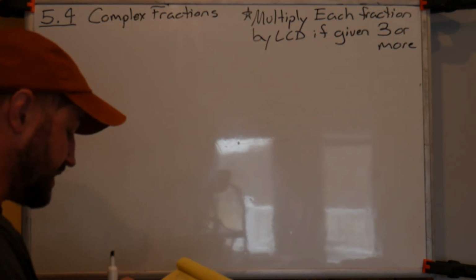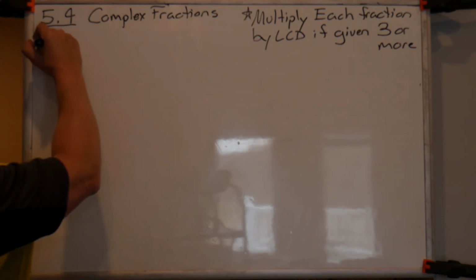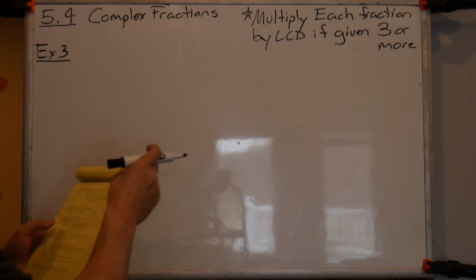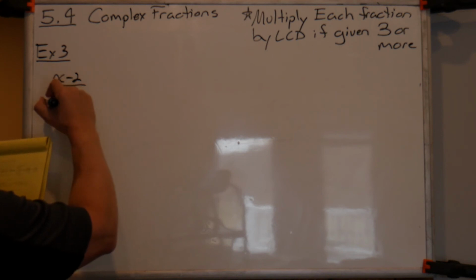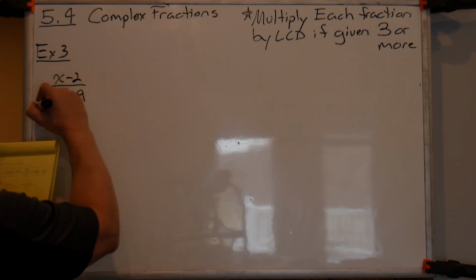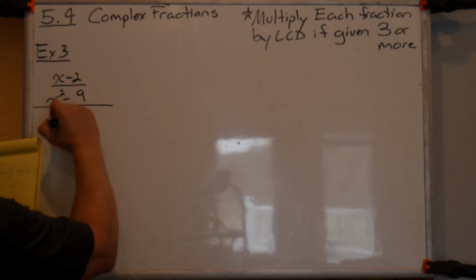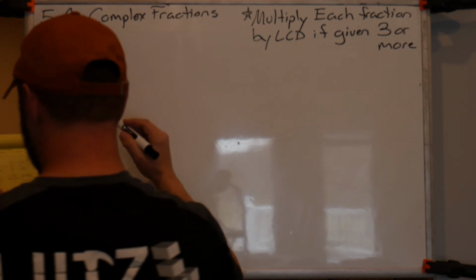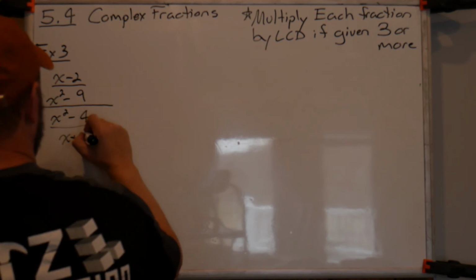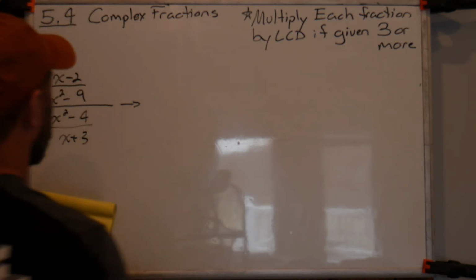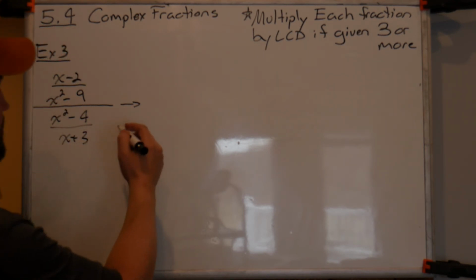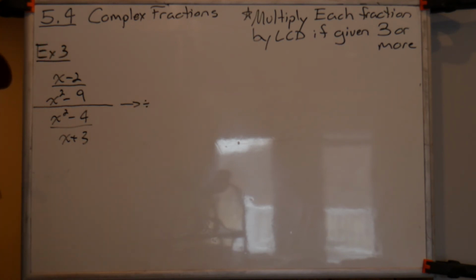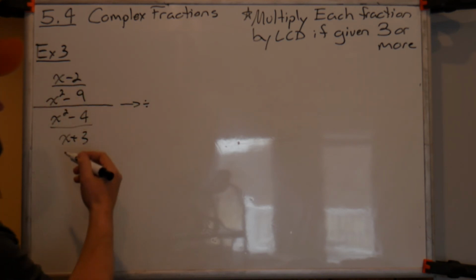Now, example 3 gives us our alternate, where they only have 2 fractions total. They give us x minus 2 over x squared minus 9. That's one fraction, all over x squared minus 4 over x plus 3. When they give you less than 3 fractions, I only have 2 fractions total. Well, now it's easier to think of this as a division problem. It's quicker than trying to multiply by the LCD. I think it's just an easier way to think.